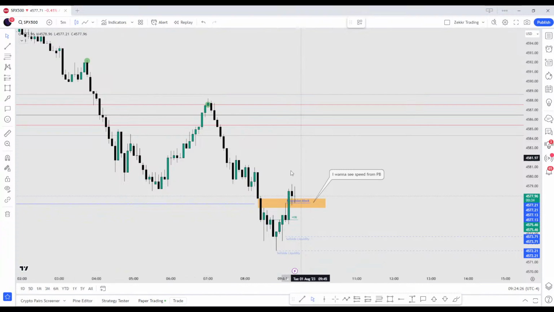As long as we're respecting this fair value gap, inversion fair value gap, this looks nice to me for longs.